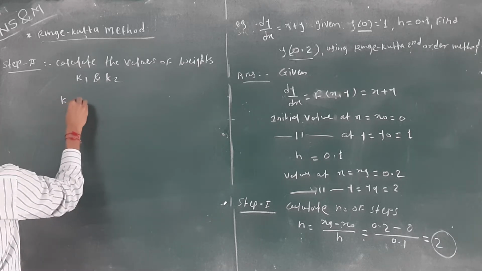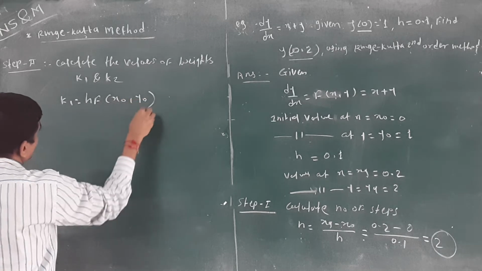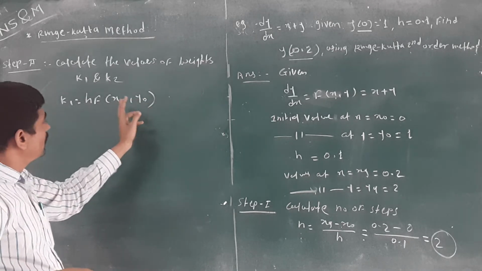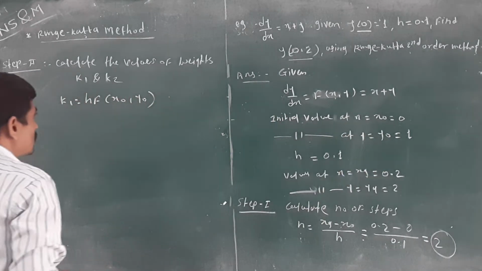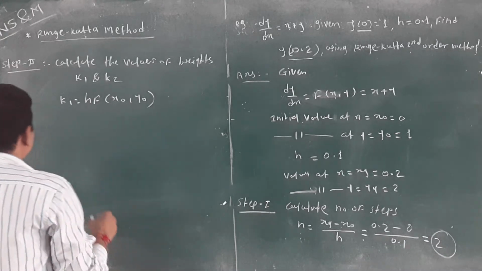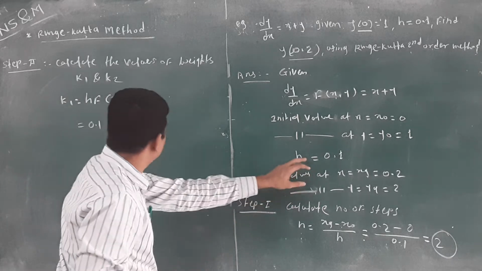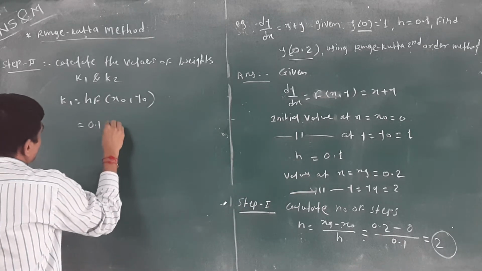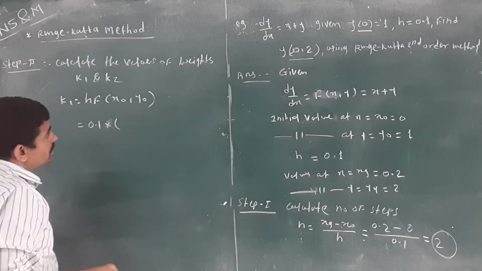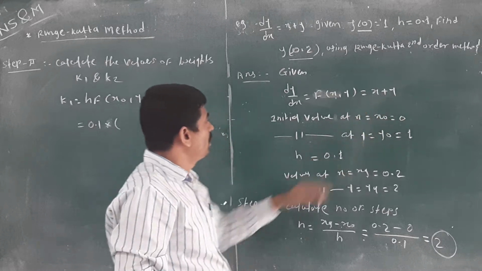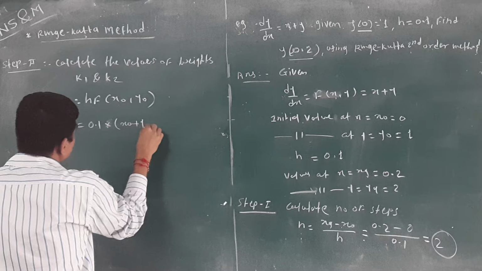K1 is equal to, what is the formula? h times f of x0, y0. I will convert that x and y into x0 and y0. Then we will check how much we will get. What is h? 0.1. Therefore, I write h times the function at x0, y0. What is the function? x plus y. So I can write x0 plus y0.